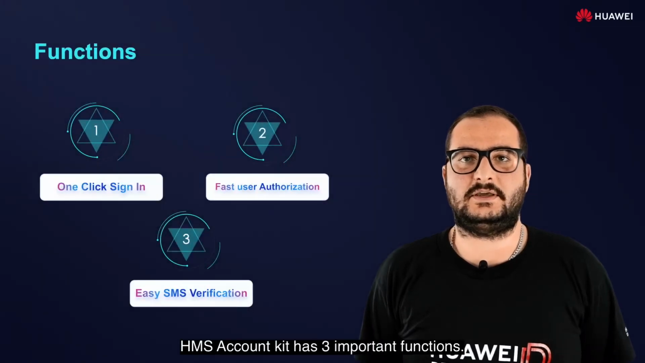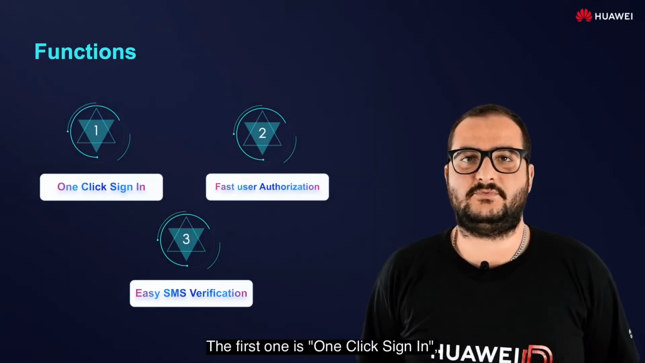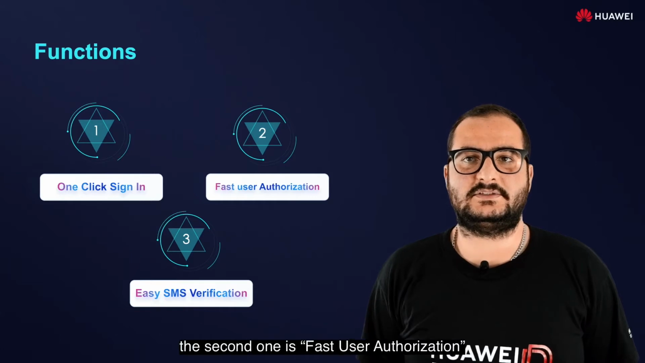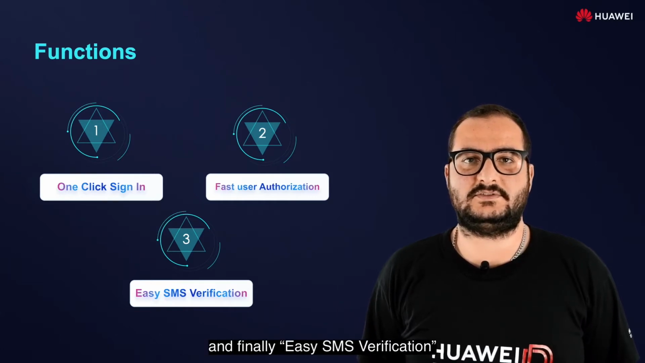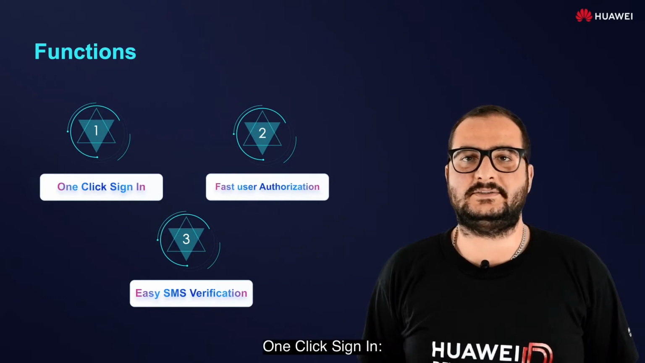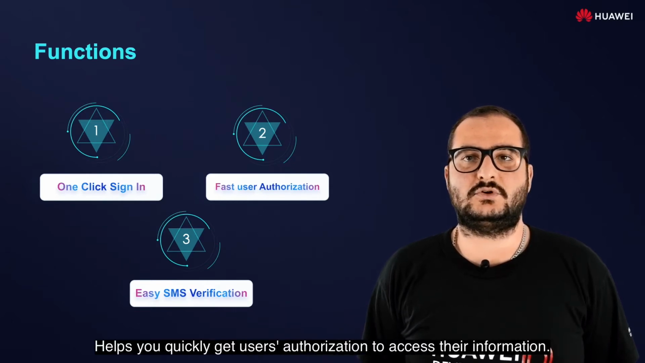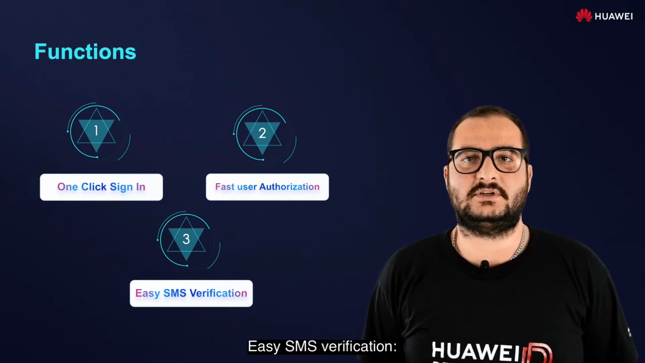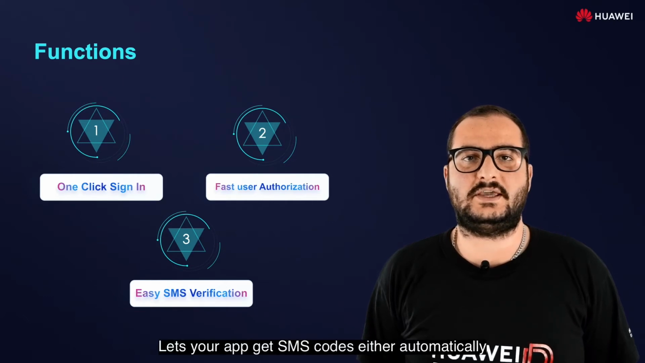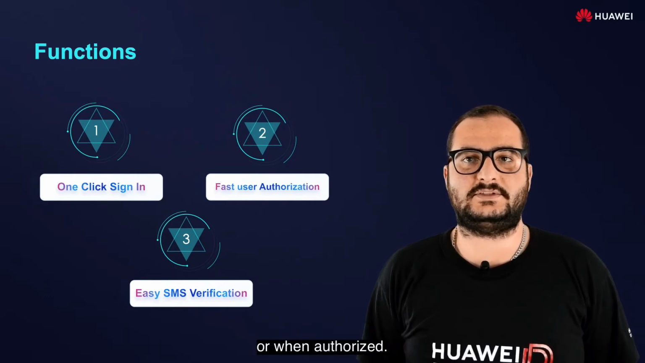HMS Account Kit has three important functions. The first one is one-click sign-in, the second one is fast user authorization, and finally easy SMS verification. One-click sign-in signs Huawei ID holders into your app without manual login or verification. Fast user authorization helps you quickly get users' authorization to access their information. Easy SMS verification lets your app get SMS codes either automatically or when authorized.